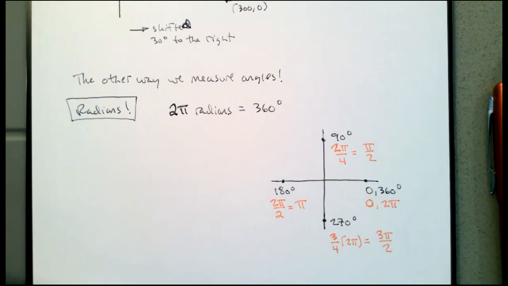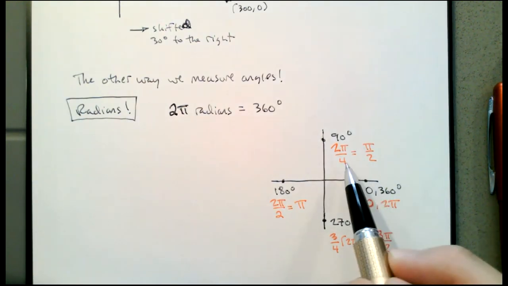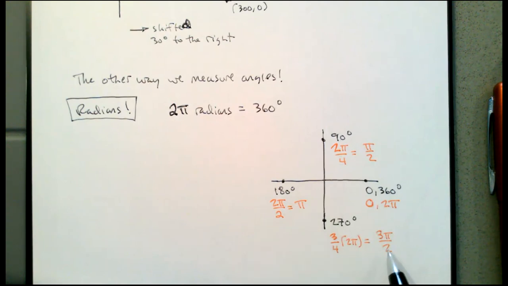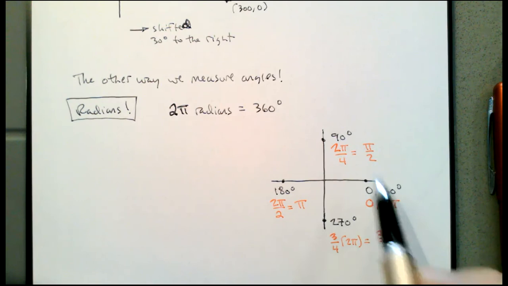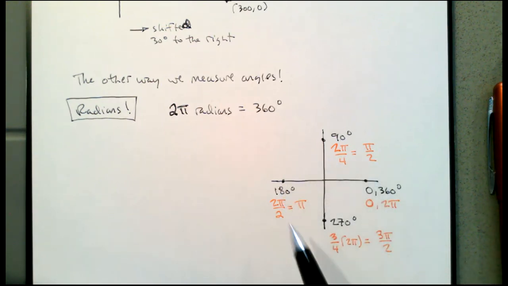What we want to get used to, the reason I like writing these fractions, is that we have to learn how to count in fractions. Going around by 90 degrees, we start off at 0, then we have 1 pi over 2, 2 pi over 2, 3 pi over 2, and 2 pi would be like 4 pi over 2. So we're just going to learn to count in fractions. So you should learn the radian measures of all your common reference angles.